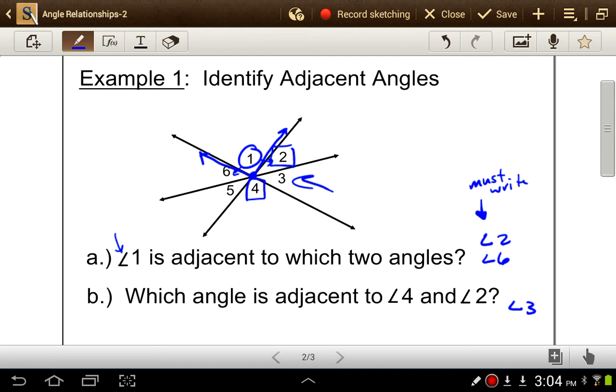Now, in the same drawing, I have lots of other angles. I have vertical angles. There are supplementary angles in there. So there are other angles, but this is just adjacent. If you need to pause, go ahead. Otherwise, I'm moving on.